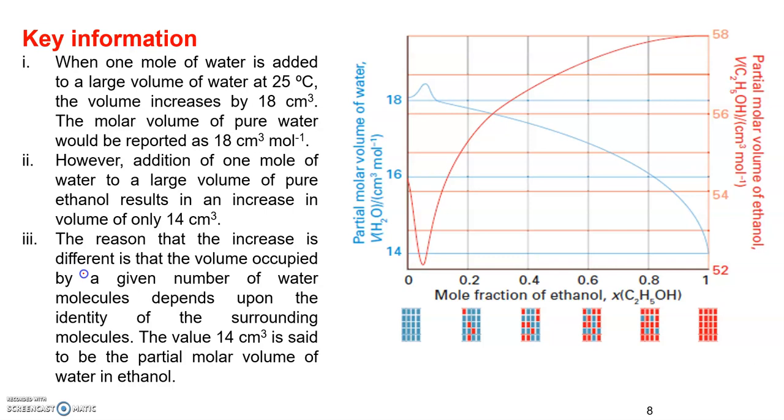So that's what I said, that it is a partial property. For example, in this case, if we have water and we add 1 mole of water, the volume will increase by 18 centimeter cube, because the volume of 1 mole of water is 18 centimeter cube. However, when we add the same amount of water to ethanol, the increase in volume is only 14 centimeter cube. So we will see later in this topic why that is.